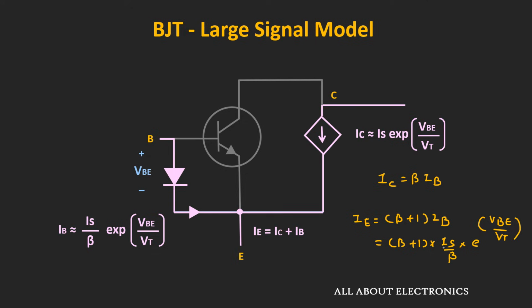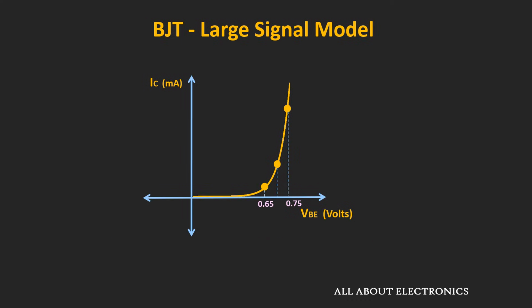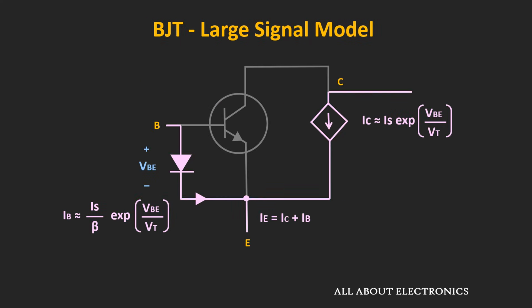So as you can see over here, the collector current depends on the value of voltage VBE. And here, as the relationship is non-linear, even if the voltage VBE changes by a small amount, there will be a significant change in the collector current. So if we do the DC analysis using this large signal model, then we always need to deal with these nonlinear equations. And because of that, the analysis of the circuit would become complicated.